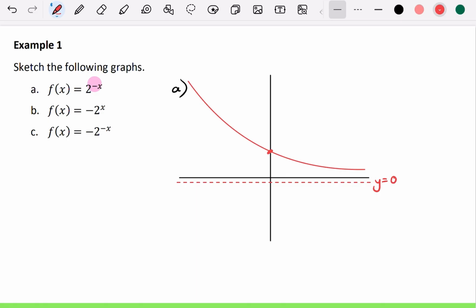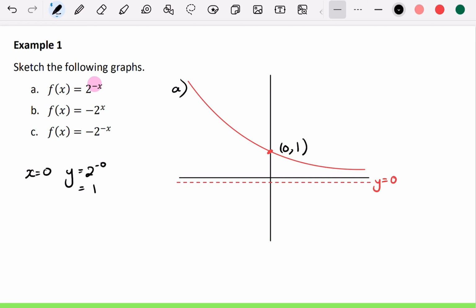Now, if we make x equal to 0, we can see that y is going to equal 1. Anything to the power of 0 is just 1. And in fact, every exponential graph, given that there's no transformations, will have an intercept at 0 and 1.